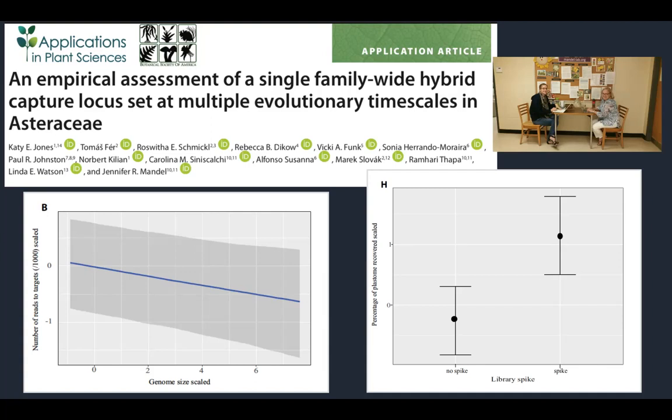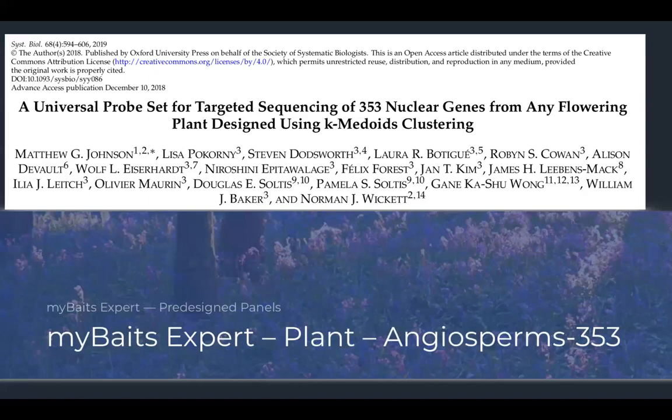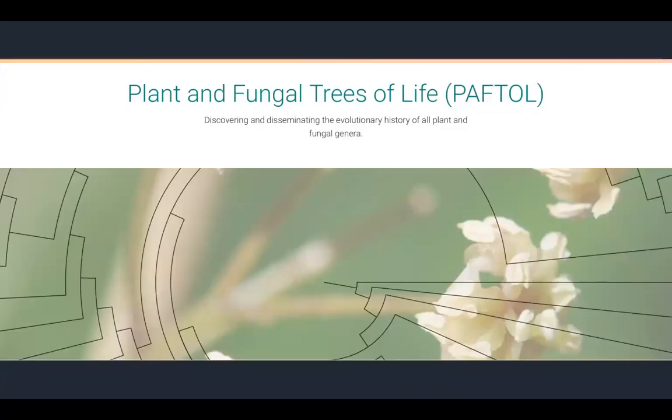And so Katie showed that where people spiked or did not spike their libraries, you recovered more targets. So that's pretty cool to show that. Also, I wanted to tell you about how we teamed up with some people at Kew and assessed our probe set along with the Angiosperm 353 probe set, which is universal for flowering plants. Again, it targets the 353 loci, and it's also available at MyBaits.